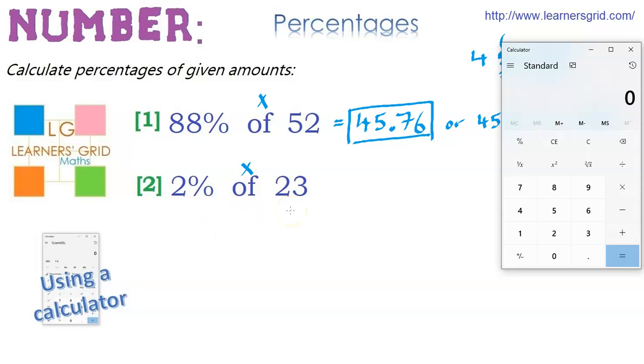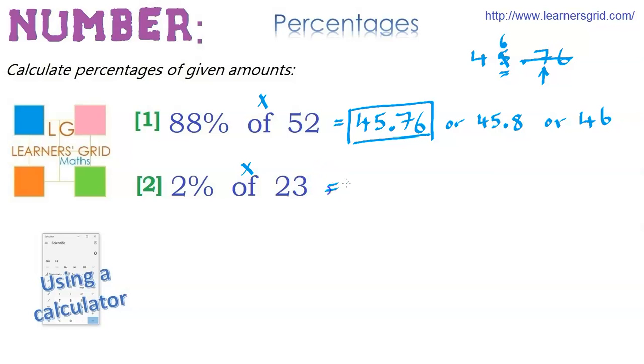So let's type it in. 2 multiplied by 23%, equals 46. Okay, so 0.46. So I type that in, I'll write that down, 0.46. And that is the answer.